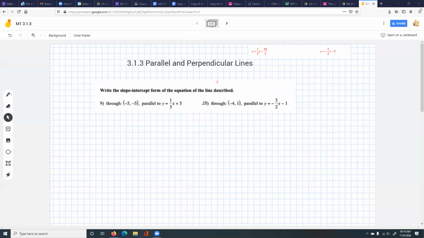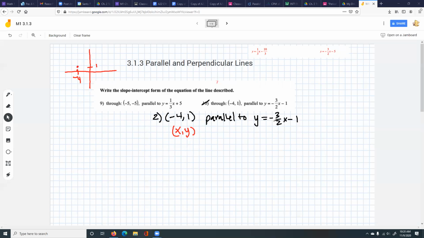It says number 10. I'm going to make it number 2, right? So number 2 passes through the point -4, 1, and is parallel to y equals -3/2 x minus 1. Okay, so this is the point it passes through. This is my x and my y, -4, 1. If I want to do a little graph to help me, let's say -4 is over here, 1 is approximately right there. So the point is right there.